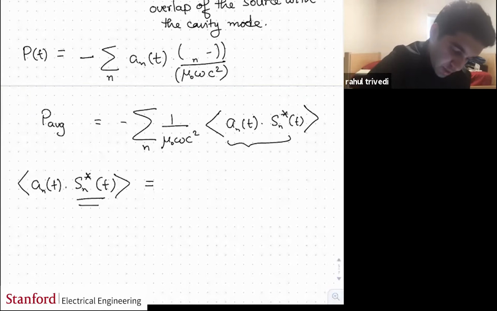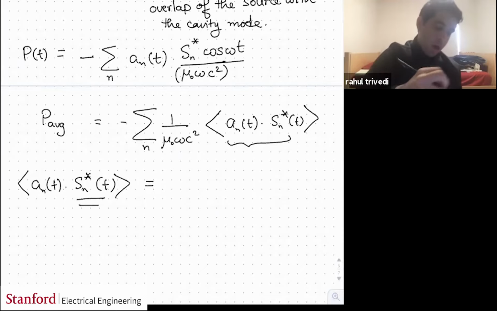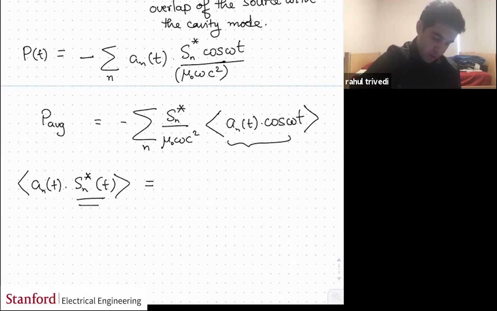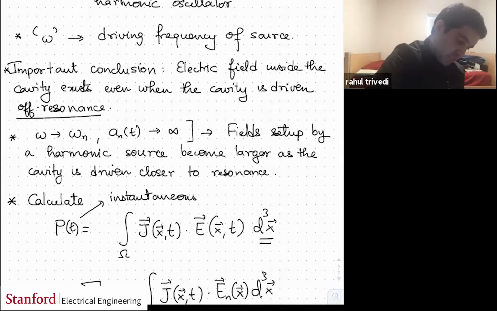Sorry, I made a slight mistake. So this should be Sn star times cosine of omega t. Okay. Sorry about that, because there is a derivative, so that phase shift is important. So this is just Sn star times the average of A t cosine of omega t, right? So let me copy paste this equation for A n of t here so that you can see what's happening.